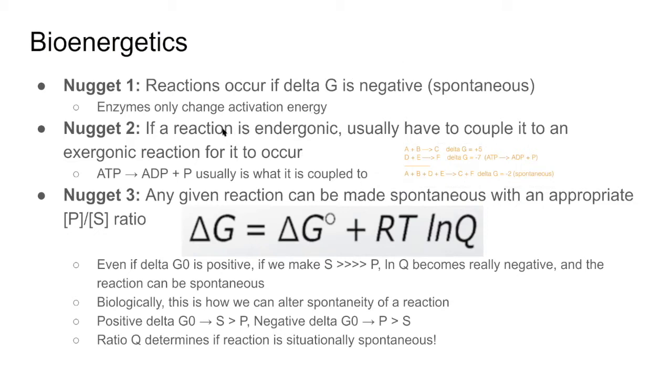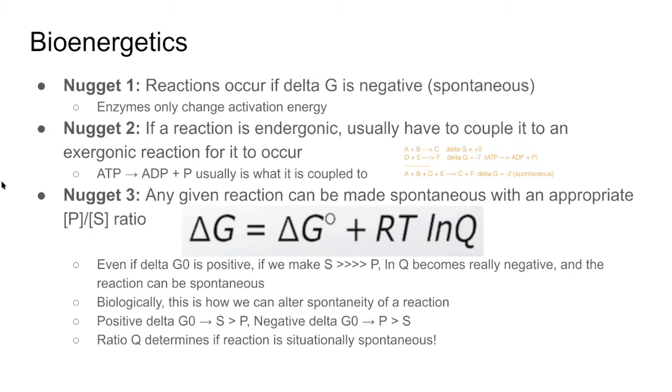Okay, now nugget 1 tells you the basic rules. Nugget 2 tells you that if you have a reaction you want to break, one way to change the fate is to couple it with something exergonic. But what if we don't have D plus E equals F? What if we don't have this coupling thing? How can we still make it spontaneous?